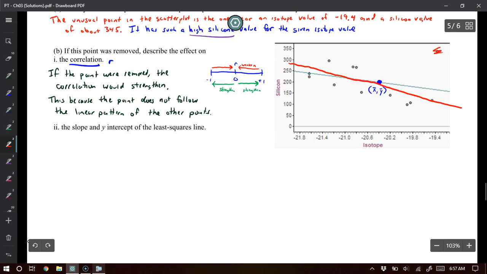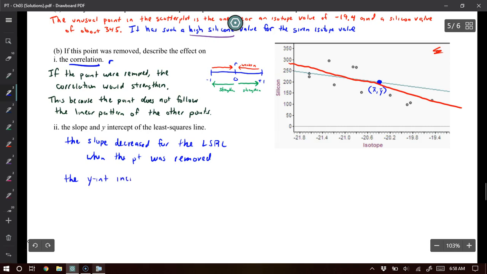So in this case, what happens? What happened to the slope? The slope decreased for the least squares regression line when the point was removed. And what happened to our y-intercept? It looks like the y-intercept increased for the least squares regression line when the point was removed.